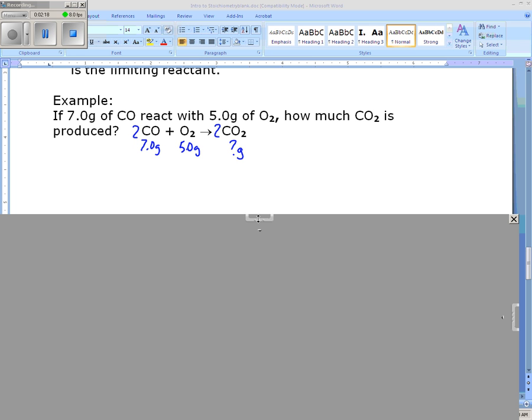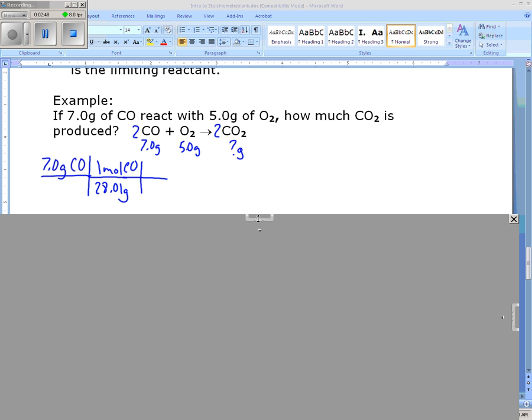So we're going to pick one given amount. So our 7 grams of CO, and we're going to go to the question mark, to the carbon dioxide. So, can I use mole ratio? Now it's just a stoichiometry problem like you did before. The answer is no, so we have to use molar mass of CO. The molar mass of CO is 28.01 grams in 1 mole of carbon monoxide.